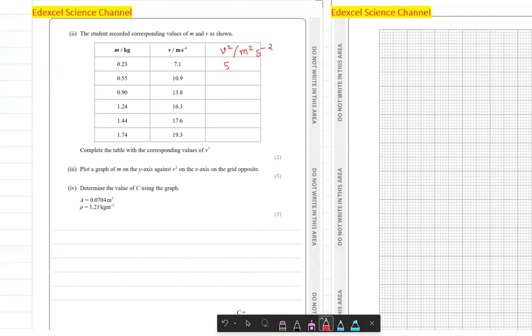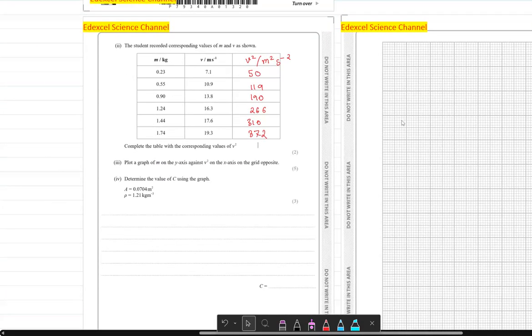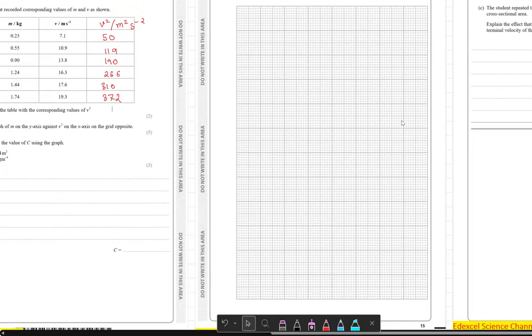So this is going to be 50, 109, 19, 190, 266, 310, and 372. I believe that all these values have some sort of decimals, but since the values are large, I do not have to take the decimals into consideration. Now we have to plot a graph of m on the y-axis and v square on the x-axis. So let's do it together, guys.